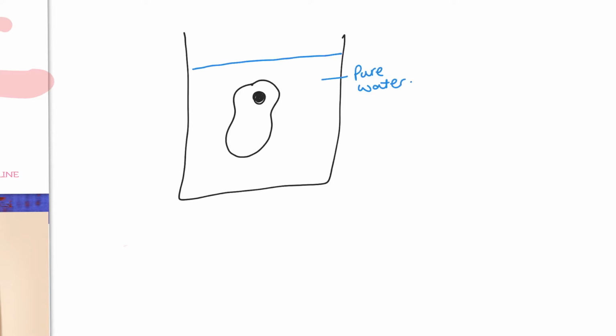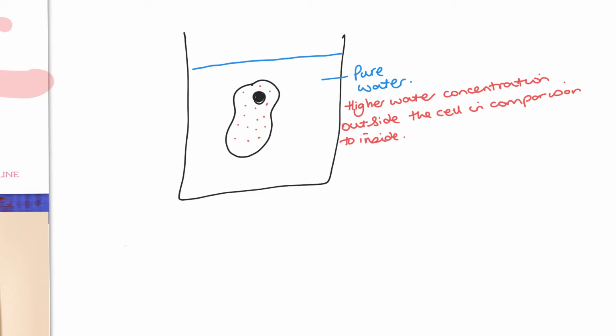So let's just imagine for a moment that an animal cell is put in a beaker of pure water. In this circumstance, the highest water concentration is going to be outside the cell, and there's going to be a lower water concentration inside the cell. And we know this because inside the cell we've got the cytoplasm, and there are many things dissolved in the cytoplasm. So that's going to lower the water concentration of the inside of the cell. As a result of this, water will start to move into the cell. So water will enter the cell down its concentration gradient.